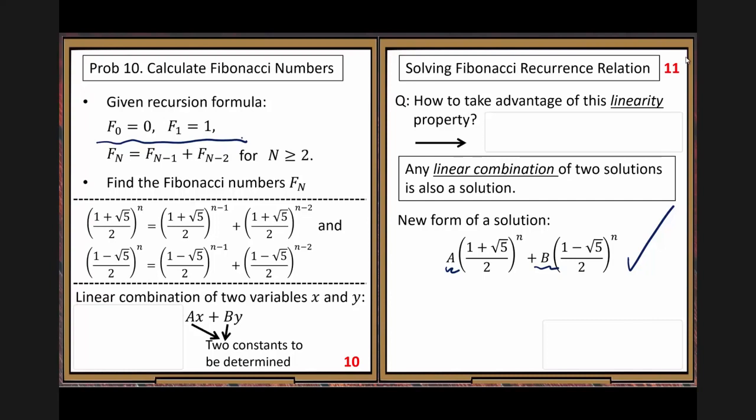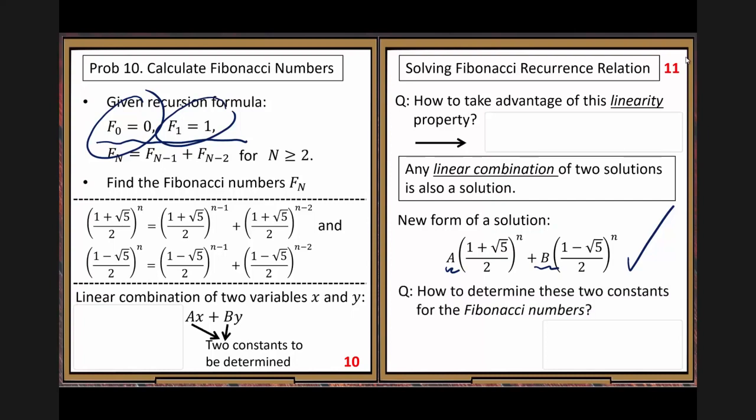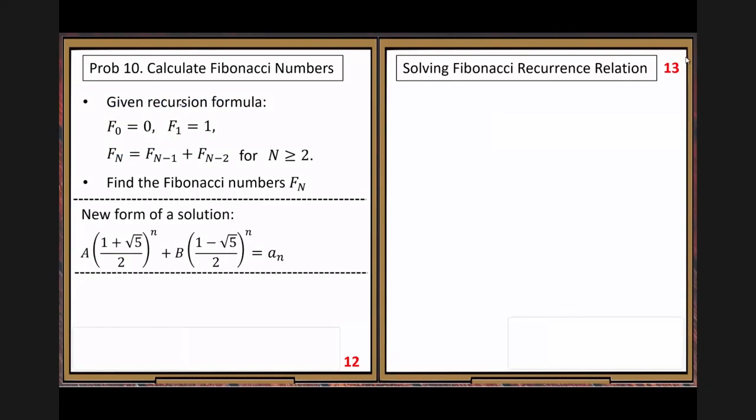K equals zero should give us the first initial condition. K equals one should give us the second initial condition. So let's just plug in those numbers. Two initial conditions. Let's do the work here.